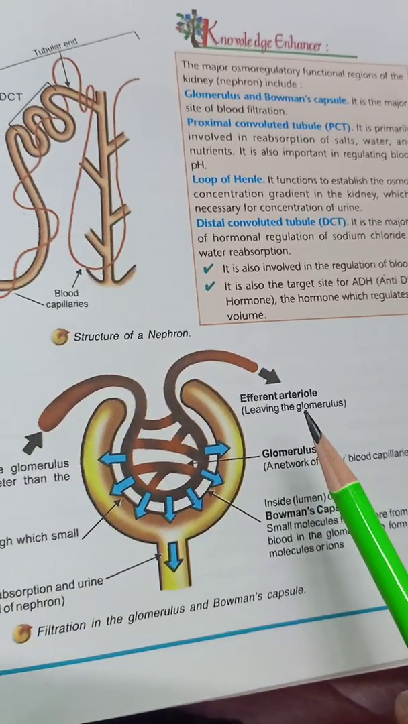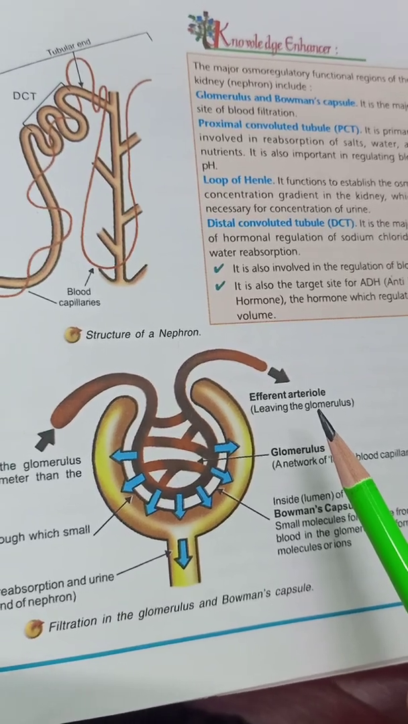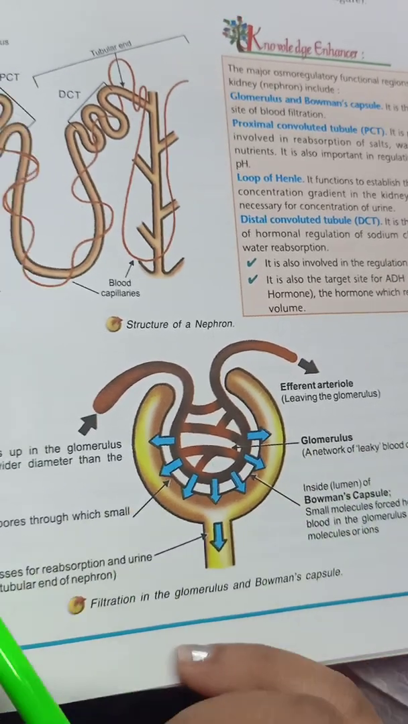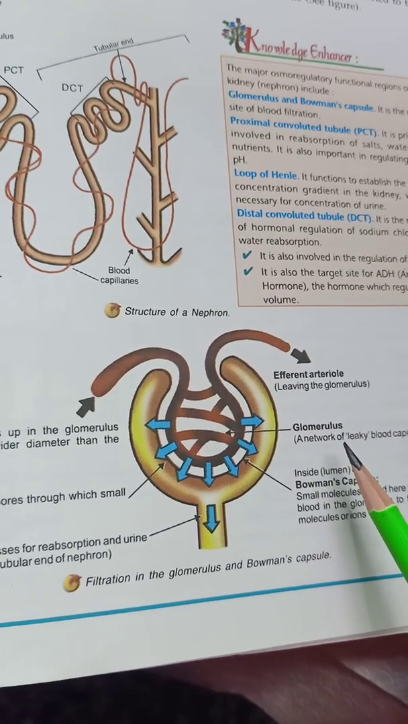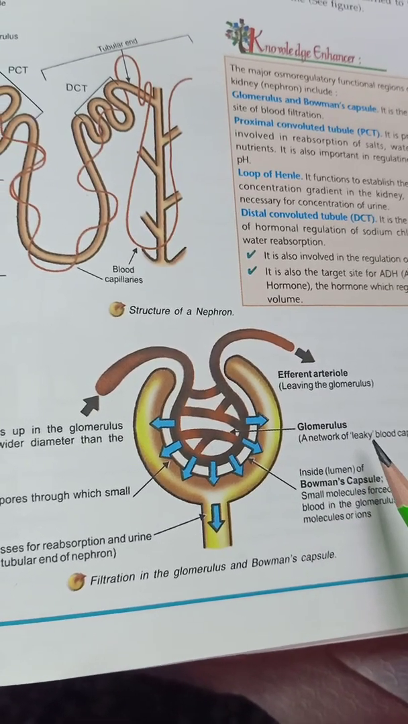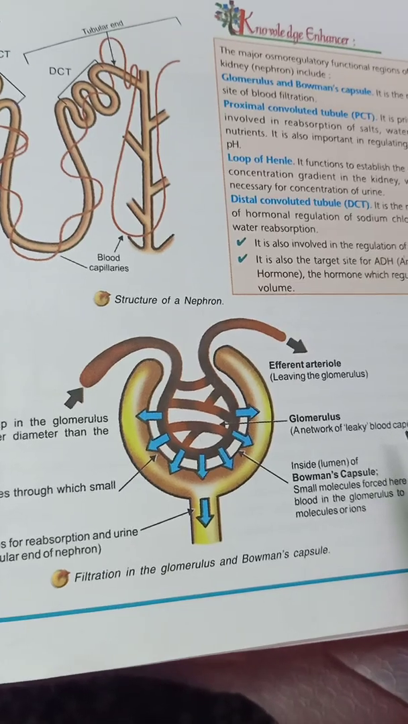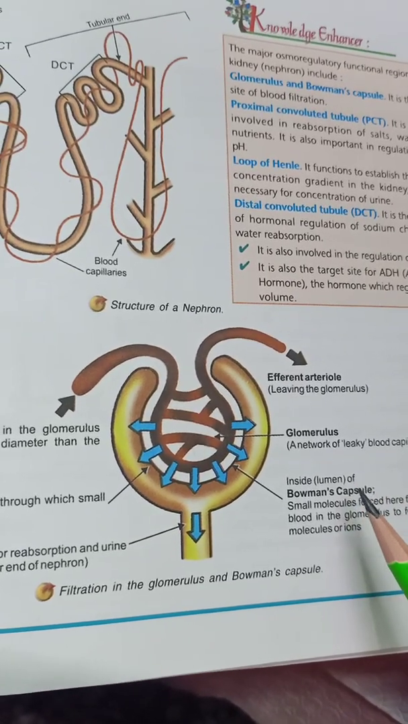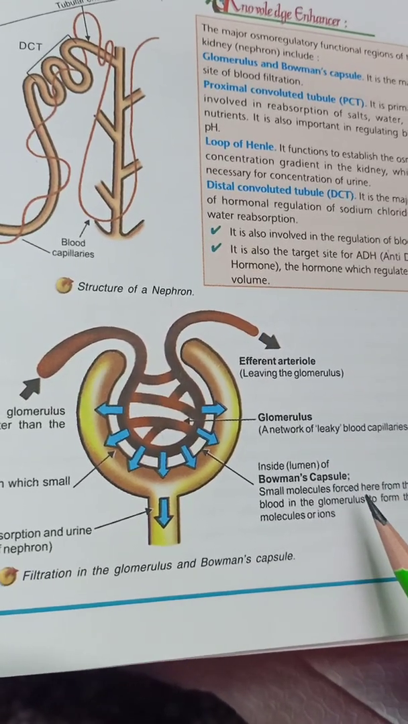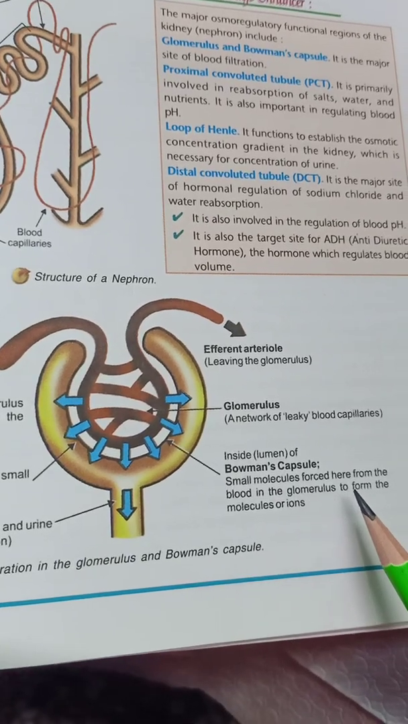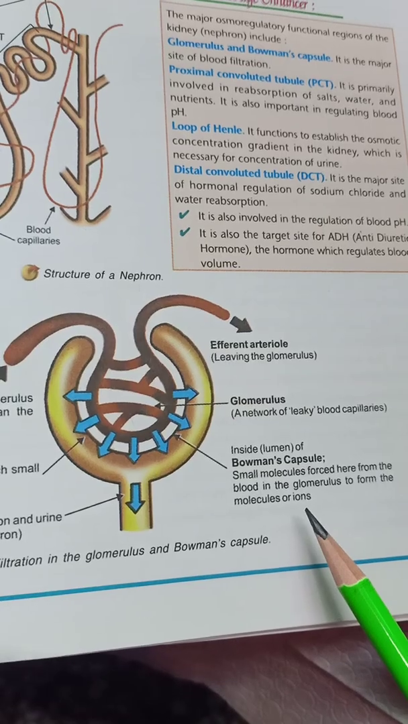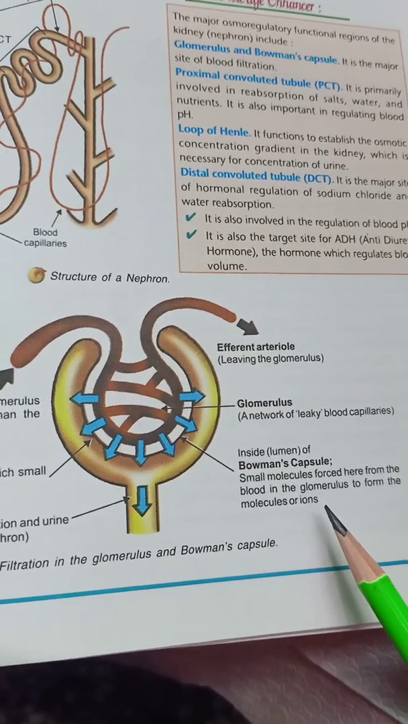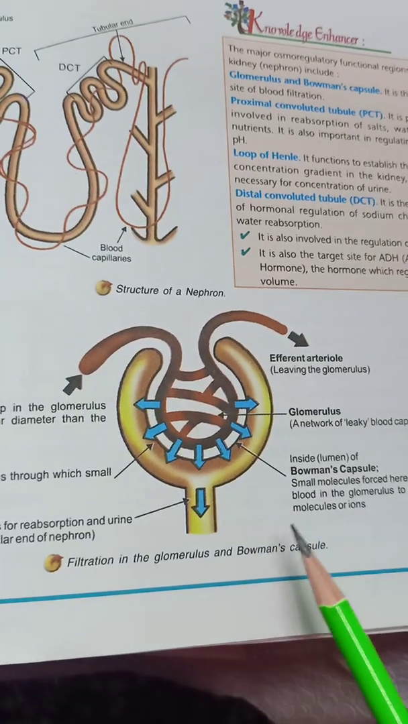Then the efferent arteriole, leaving the glomerulus. From here it enters and from here it leaves. Then the glomerulus, as I told you, is a cluster of capillaries. Then inside the lumen of Bowman's capsule, small molecules are forced here from the blood in the glomerulus to form the molecules or ions. So this is all about the nephrons.